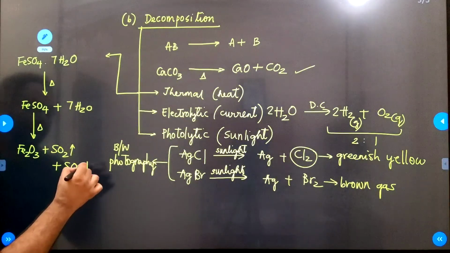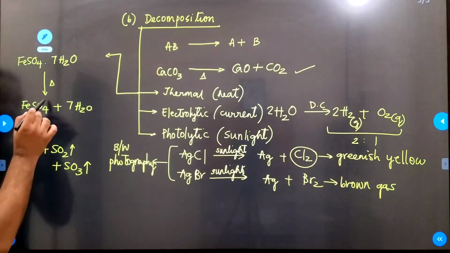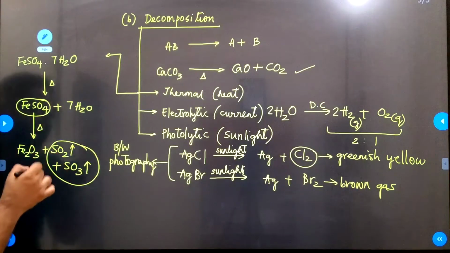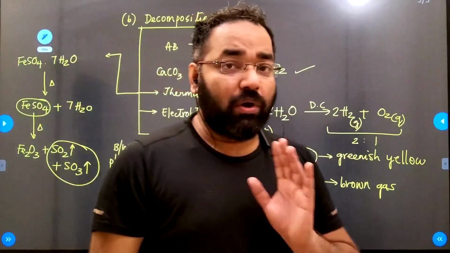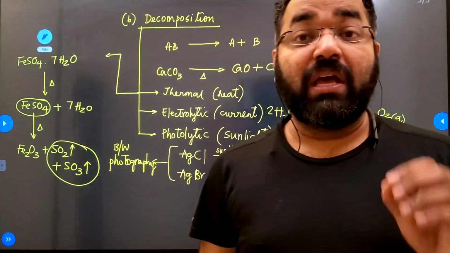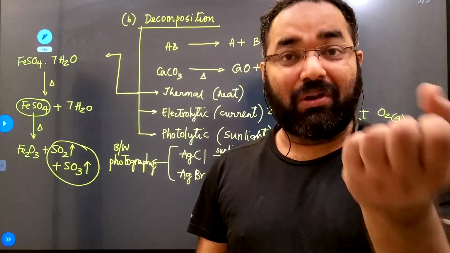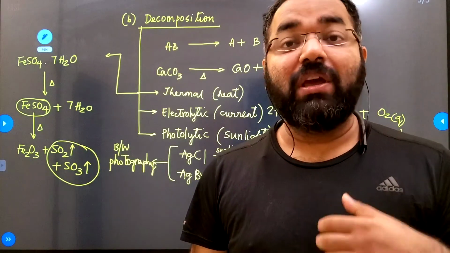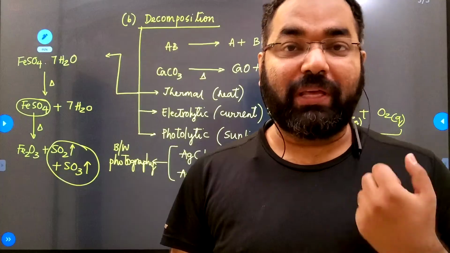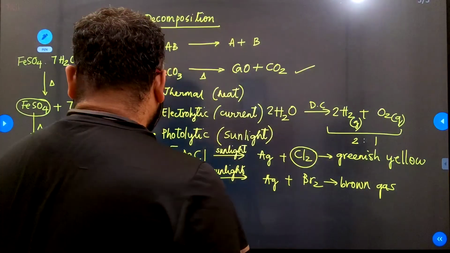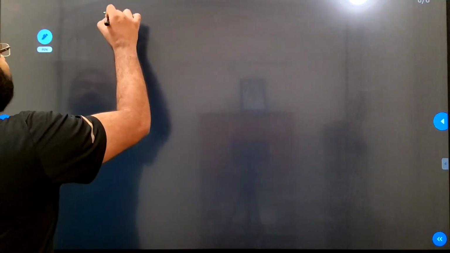This is a very popular reaction that is asked. That is because upon decomposition of FeSO4, you get two gases, which are SO2 and SO3. And always remember, decomposition reactions are always endothermic in nature. That is because they always have to absorb some form of energy for any form of liberation to take place. Alright, the next reaction we are going to look at is a displacement reaction.